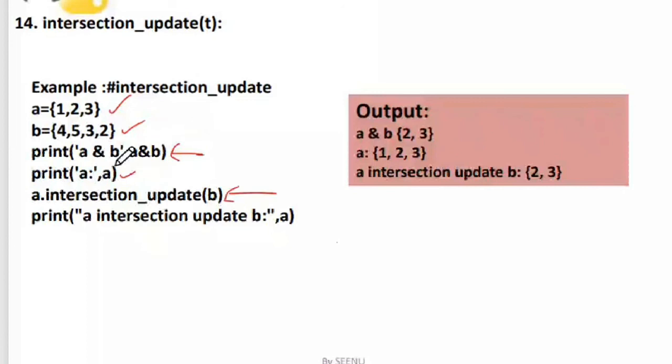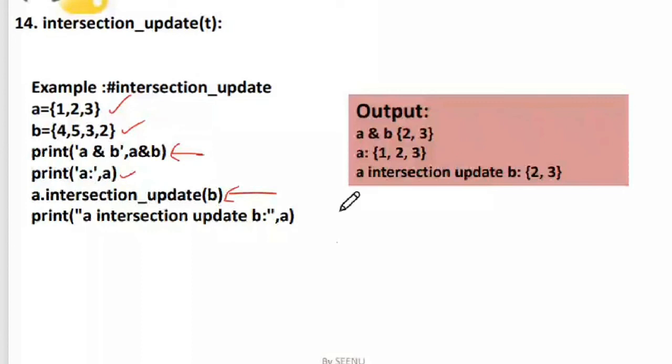So A's already set is there, no? A is already having 1, 2, 3 in it. That 1, 2, 3, that entire set will go off. Only the result will be assigned. The result will be assigned to set A. So to show you that, I have taken this print statement. I have printed A for you on the output to show you the result.